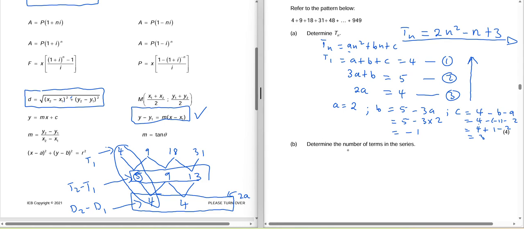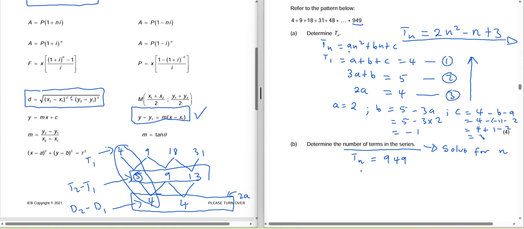Now, determine the number of terms in the series. Here they want you to determine the number of terms in the series. What does that mean? It means solve for n, which is the number of terms. And how do you solve for n? You need an equation that involves n. It can be created by saying we need until the last term, which means Tn should be equal to 949. That is what we need.